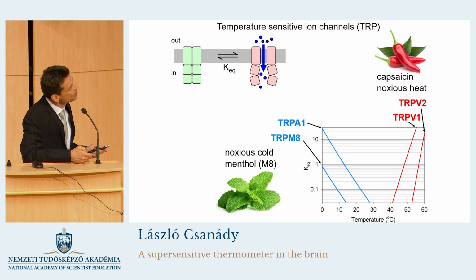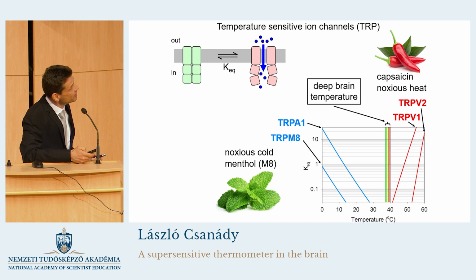So these and many other TRP channels are involved in peripheral temperature sensing, but in contrast to our skin, the temperature of the brain is confined to a very, very narrow region, just about 1 degree, around 37 degrees, and even during very high fever, it rarely rises above 40 degrees. And based on these temperature activation curves, these channels are clearly not suitable to detect brain temperatures.